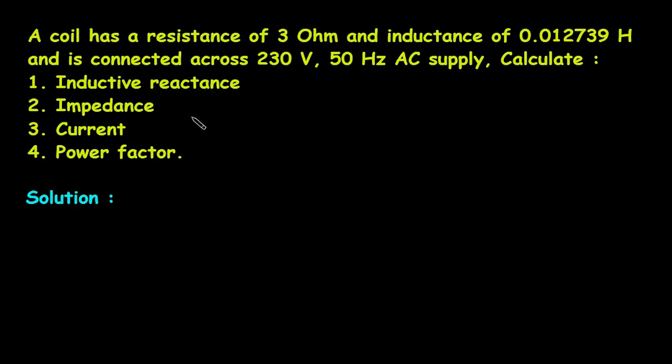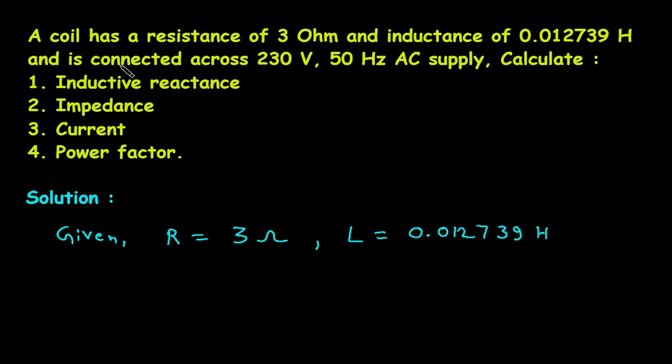Solution. First of all, we will write what is given. Here we can see the value of resistance is given. So resistance R is equal to 3 ohm and inductance value is given, L is equal to 0.012739 Henry. It is connected across 230 volt, so the voltage is equal to 230 volt. Frequency F is equal to 50 Hz.